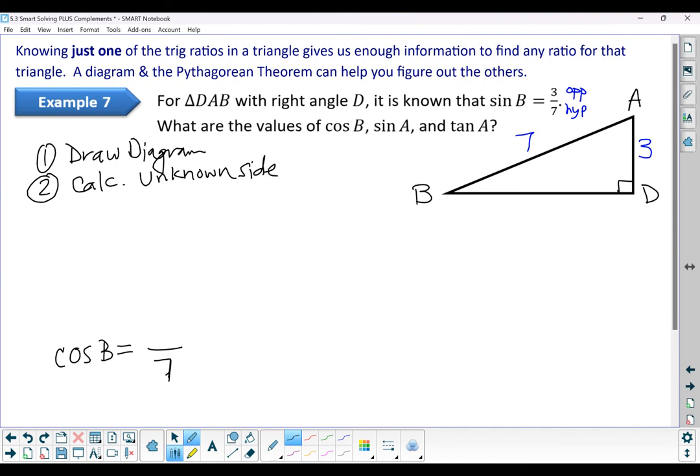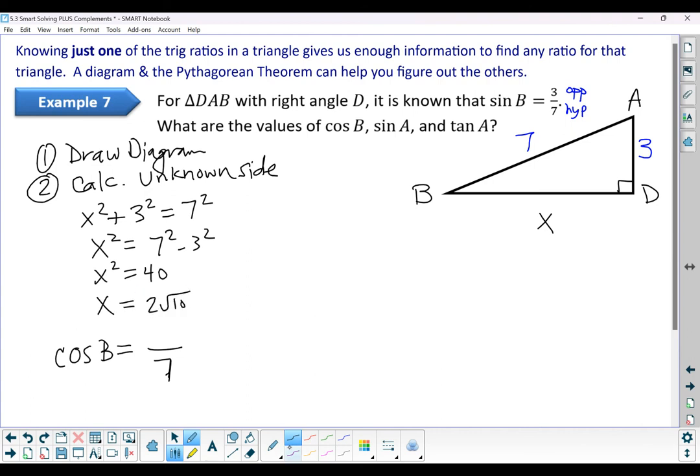And we're just going to use Pythagorean theorem here. So I'm going to call it x for a second. Leg squared plus other leg squared is equal to hypotenuse squared. So x squared is 7 squared minus 3 squared. So we subtract the 3 squared. 7 squared minus 3 squared is 40. So if I take the square root of 40, I get 2 root 10. So I just square rooted both sides of that equation.